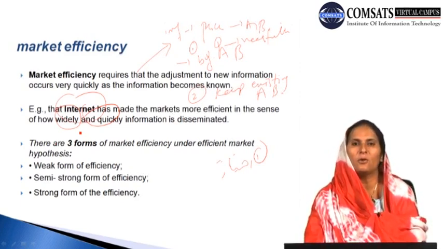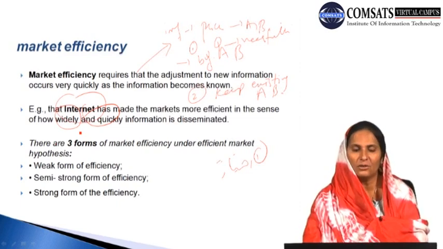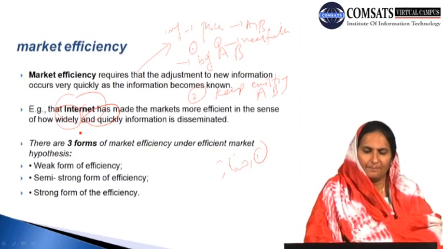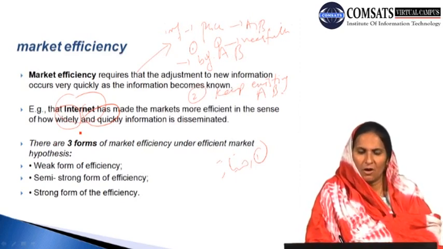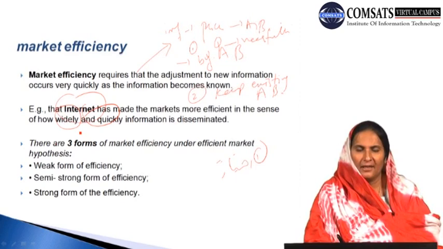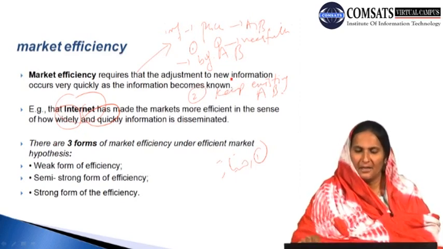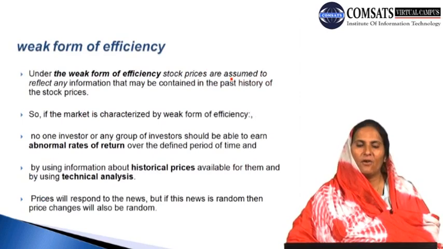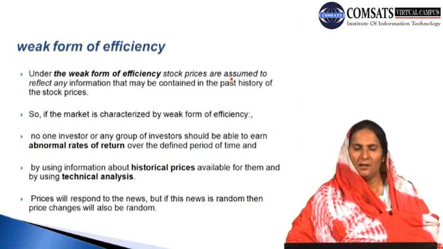This efficiency is very strong and efficient, the market works efficiently in a very strengthened way. So it is the strong or highly potential type of efficiency of the market that can be discussed here. And under the weak, the first is the weak form of efficiency. Under the weak form of efficiency, stock prices are assumed to reflect any information that may be contained in the past history of the stock prices.